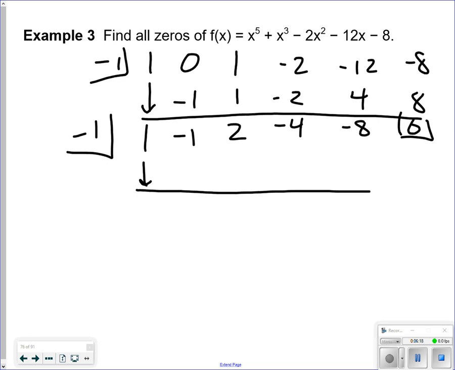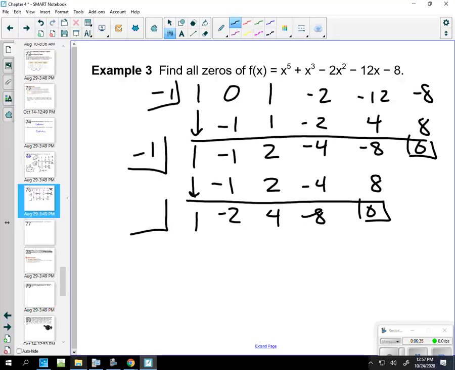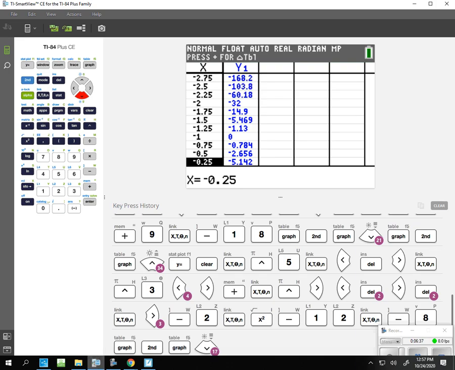So when I do -1 again, it actually should be another 0. Let's see if that works. -8, +8. And it did. It worked twice. So now I'm looking for a third one here. Again, I'm going to keep going on this. I'm going to go back to my graphing calculator and see if I can find a third one.